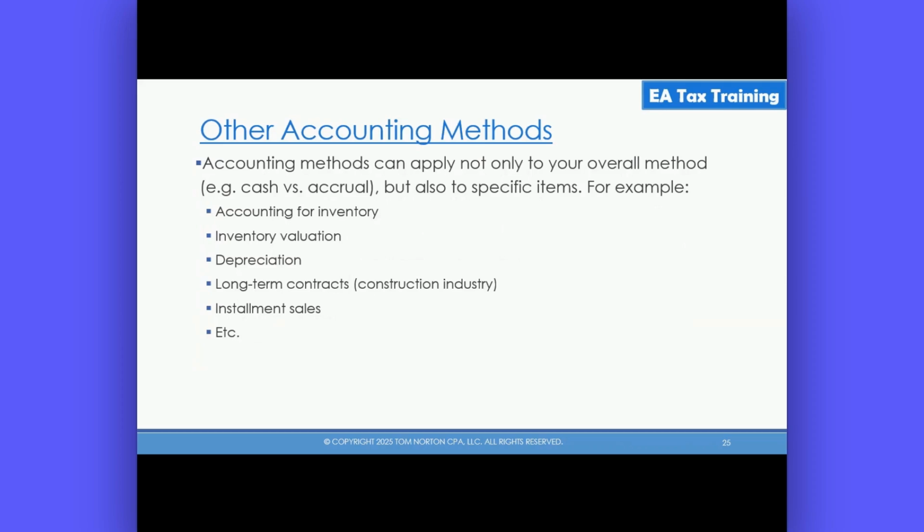Other accounting methods, as we said, accounting methods can apply not only to your overall method of accounting, such as cash or accrual, but also to specific items. So, for example, how you account for inventory or valuation of inventory, how you do your depreciation, which we'll talk about in our next video, how long-term contracts are handled in the construction industry, how installment sales are handled, etc. There can be other specific items that you can use a specific type of method of accounting for, and that is fine, again, as long as whatever method you use clearly reflects the revenue and expenses of the business, you are allowed to use it.